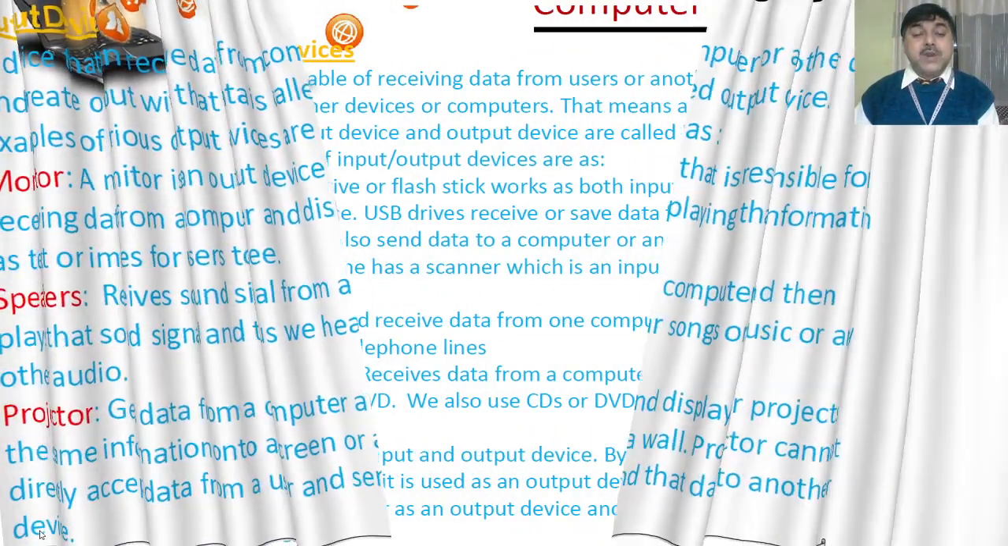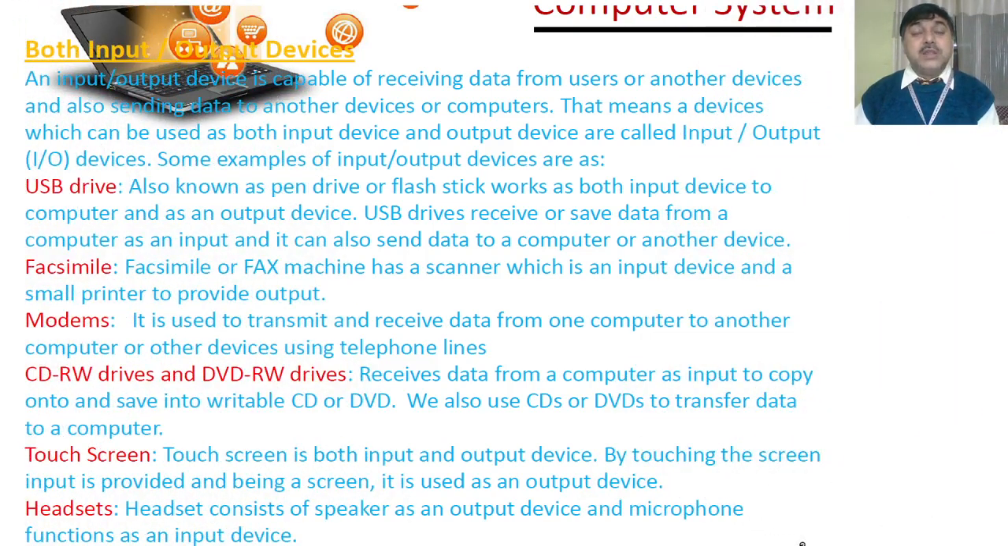Now among these devices, we have some which act as both input and output. That means a device used as an input as well as an output. One of these is the USB drive. A USB drive or flash drive is used to save particular data and also to receive it, isn't it? Next, we see the facsimile.